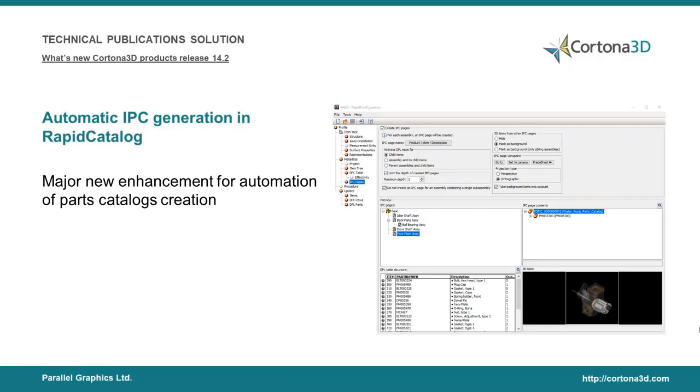We're excited to announce a major new feature in RapidCatalog: automatic generation of IPC pages upon import of CAD data. With this new feature, you can quickly generate a comprehensive parts catalog, saving you time and effort in manual editing. Given that the parts list table can also be automatically generated upon import based on items present on each IPC page, this gives you a powerful tool allowing you to create parts catalogs automatically with little manual effort.